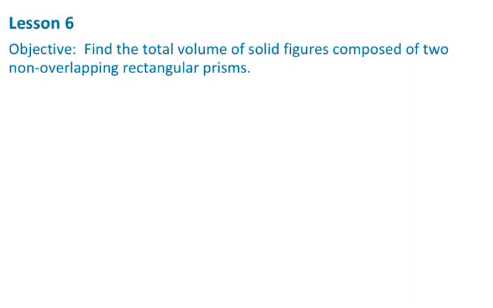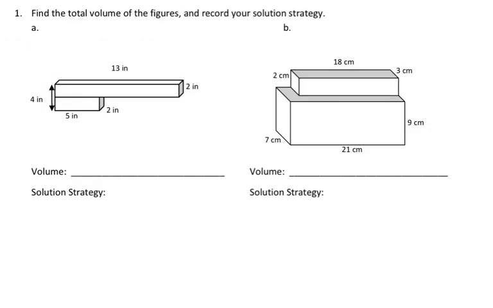This is grade 5, module 5, lesson 6, and the objective in this lesson is to find the total volume of solid figures composed of two non-overlapping rectangular prisms. Okay, so we're going to look at homework number 1, letter A and B, and it says to find the total volume of the figures and record your solution strategy.